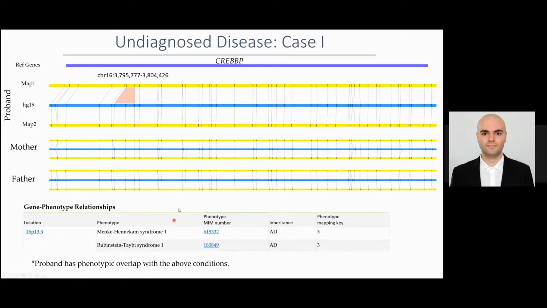When we look at the gene function, we see that there are a number of syndromes associated with mutations in this gene, with autosomal dominant inheritance. Looking at the phenotypes present in these two syndromes, we see that the proband has a lot of phenotypic overlap, and we think that this is the likely diagnosis.